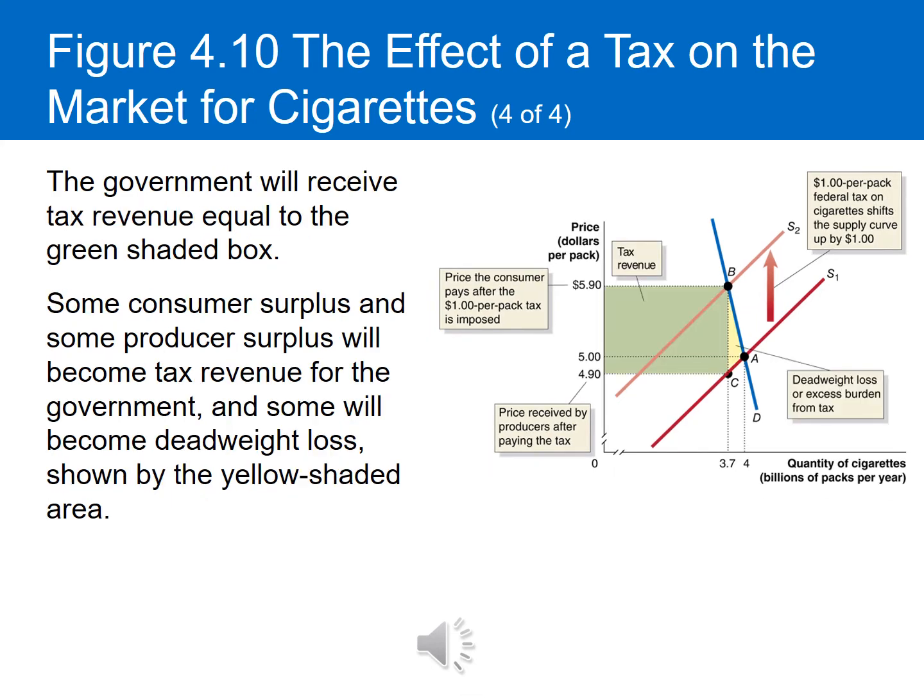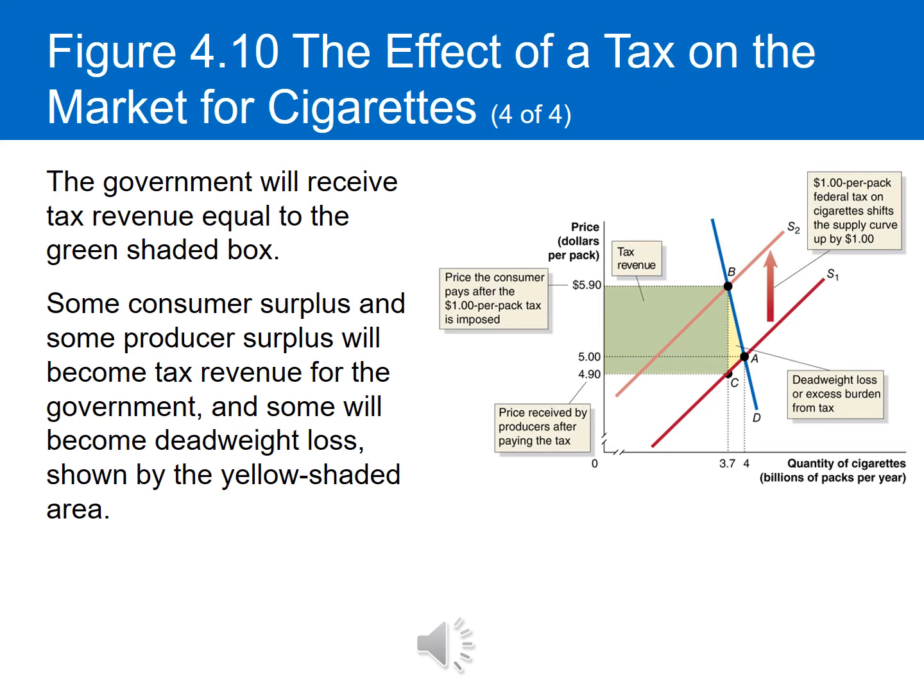The government is going to receive the tax revenue, which is equal to the green shaded box. So it's going to be the $1 that individuals are paying in tax multiplied by the quantity of cigarettes being sold, the 3.7 billion packs. And that is represented by the green shaded area in the figure to the right.